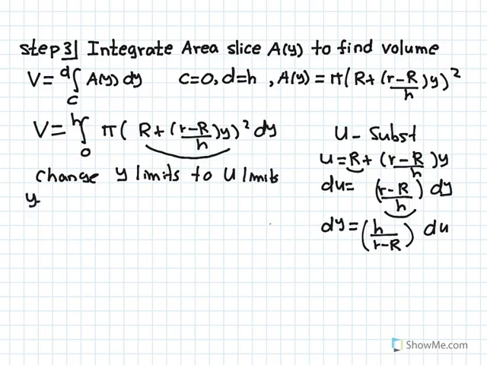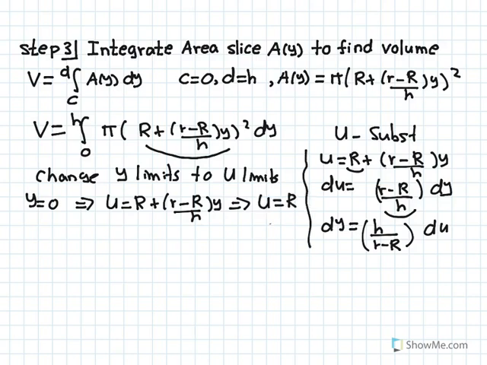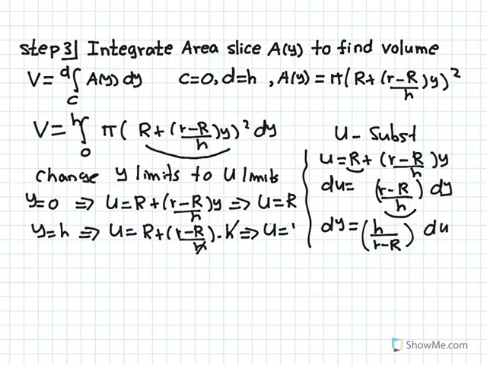So y equals 0, plug it into u equals small r plus (small r minus big R) divided by h times y. Plugging y equals 0 in, we get u is equal to capital R. Now plug in y equals h, the upper limit of integration. We get u equals small r plus (small r minus big R) over h times h. The h's cancel out, and we get small r minus big R, so we just get small r. So u is equal to small r.